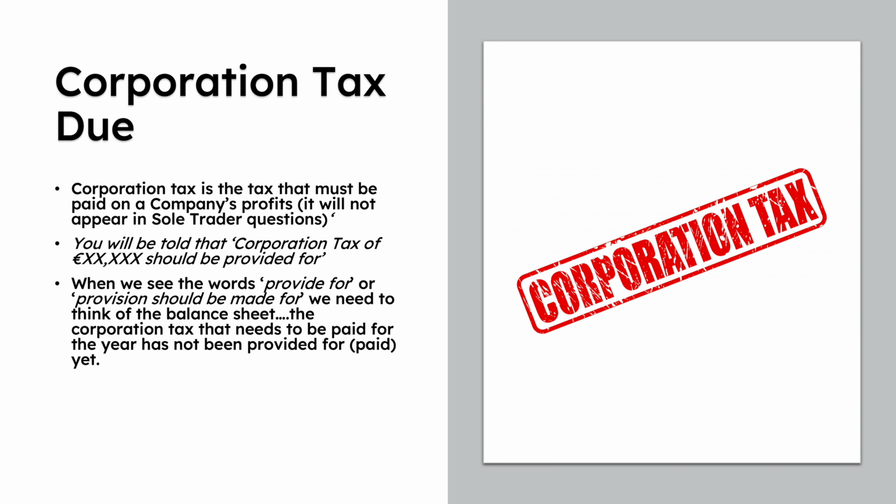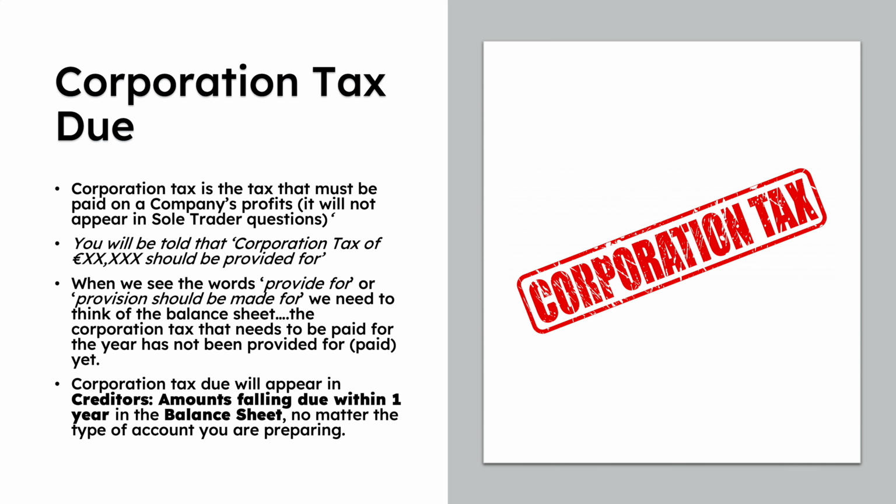When we see the words "provide for" or "provision should be made for", we need to think of the balance sheet. So the corporation tax needs to be paid for the year, but hasn't been provided for yet, which just means it hasn't been paid yet. That means you're going to have to put that into the creditors' amounts falling due within 1 year in the balance sheet. And it doesn't matter what type of account you're preparing, a company or a sole trader.